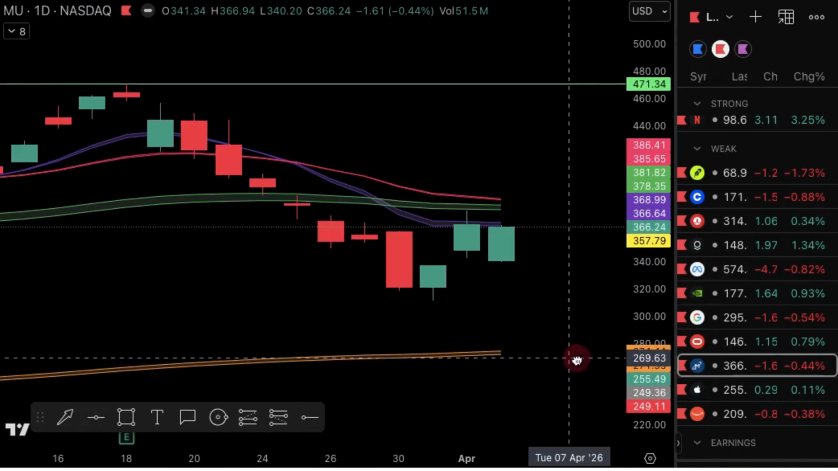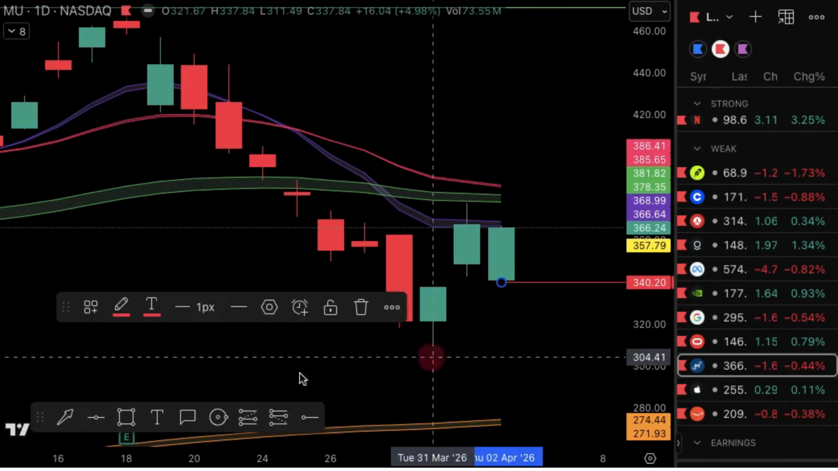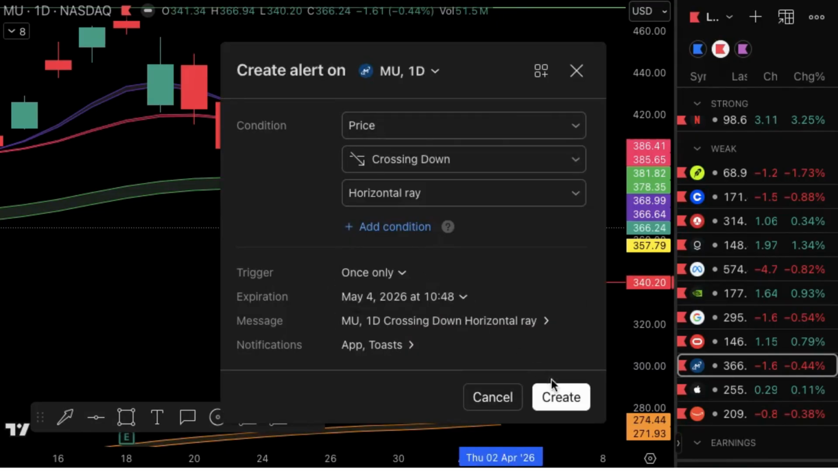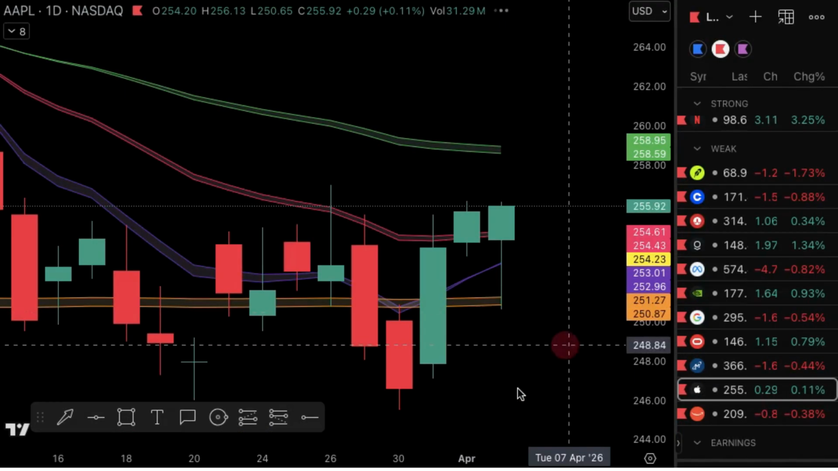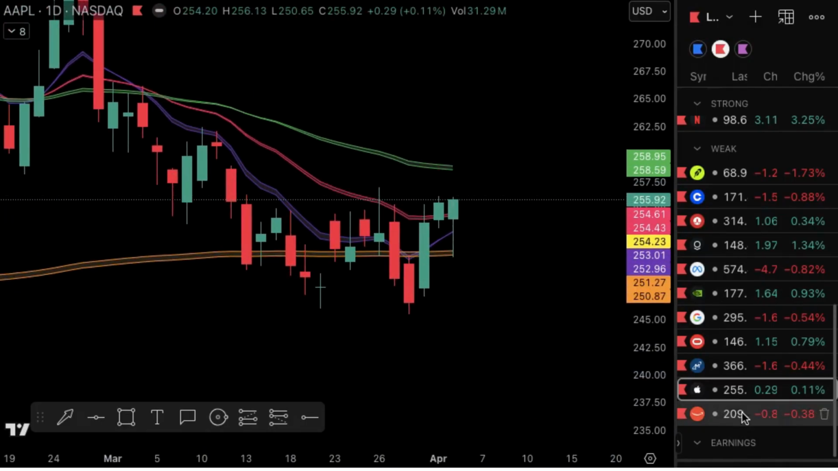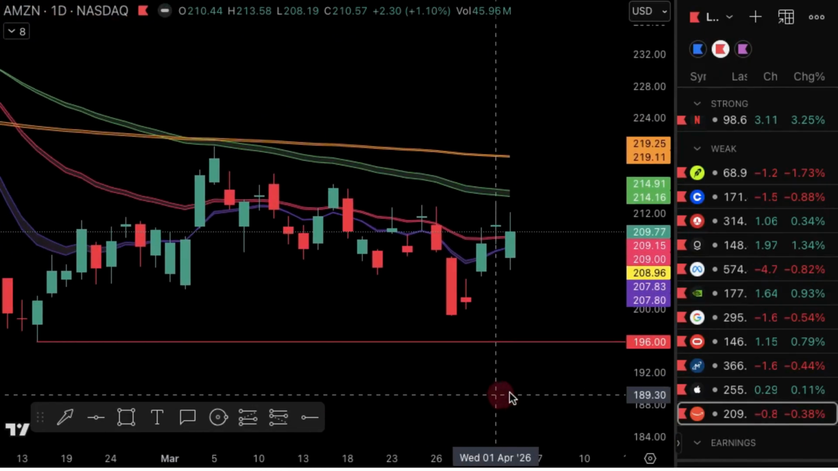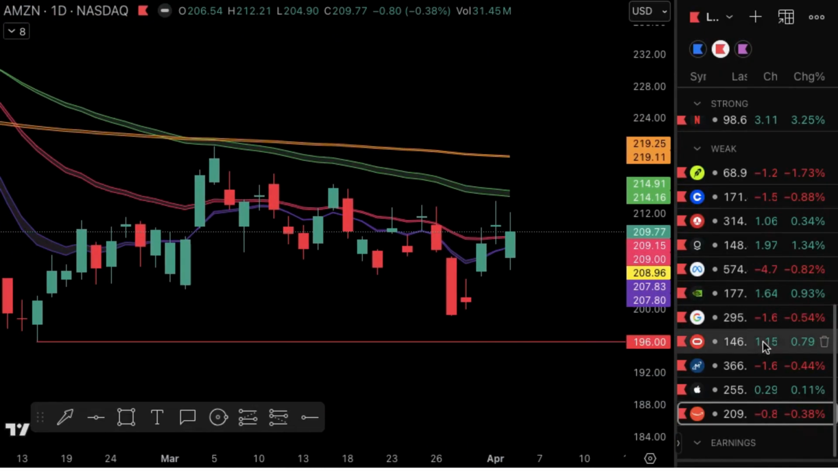MU, we're under the daily 9 EMA. I'll set one just in case we break this previous day low. Apple, again, another one just kind of in between the EMAs, kind of in a range here, so I'm going to move on. Amazon, pretty similar, so I don't think I'll be setting any alerts on that one there.